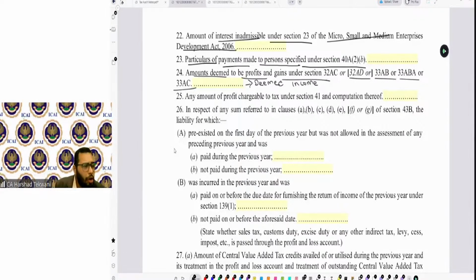We have clause 25, that is, any amount of profit chargeable to tax under section 41 and the computation thereof. So what is section 41? Basically, if you talk about section 41, here we are required to report those amounts that are chargeable to tax.